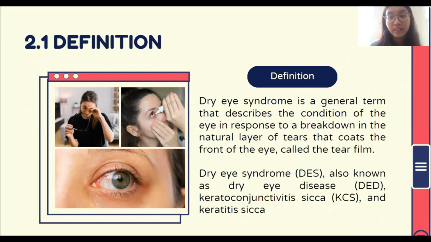Hello, my name is Naomi Margareth Panjaitan, and my last 3 digits of the number are 167. Here I'm going to explain about the definition of dry eye syndrome. Dry eye syndrome is also known as dry eye disease or keratoconjunctivitis. It is a general term that is used to describe several conditions or symptoms that occur when tears are unable to provide enough moisture to the eye. That's all from me. The next slide will be presented by my friend.